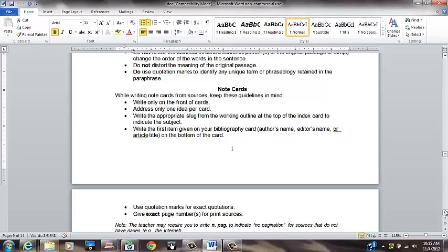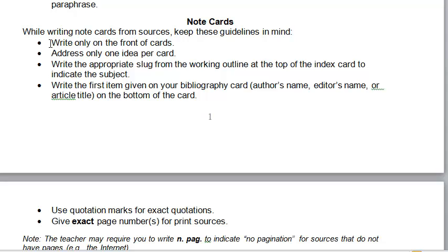So while writing on note cards from sources, keep these guidelines in mind. Number 1, write only on the front of the index cards, no front and back, and I'll show you why later. Address only one idea per card. It's real easy to get into the habit of trying to fill those cards up with as much information as you can, and sometimes that means adding 1 or 2 or 3 ideas.